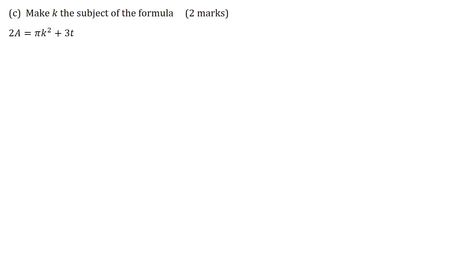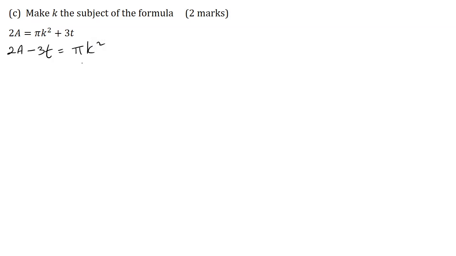Part C, make k here the subject of the formula for 2 marks. So they gave us here that 2a is equal to pi k squared plus 3t. I want to take this 3t to the left hand side of the equation. So this is 2a minus 3t is equal to pi k squared.